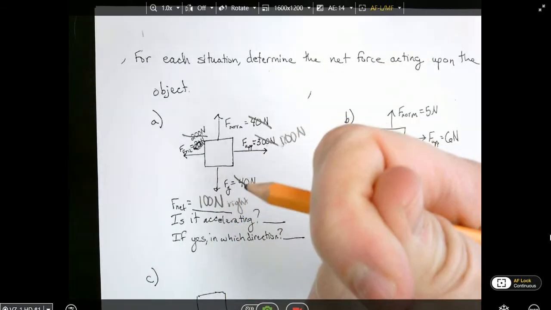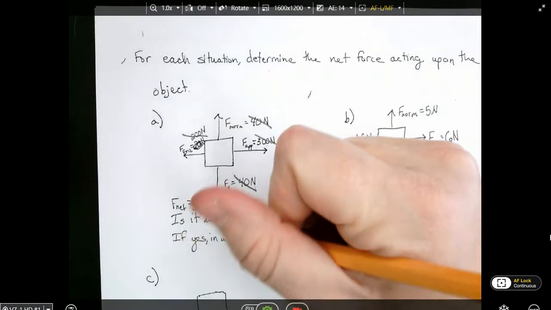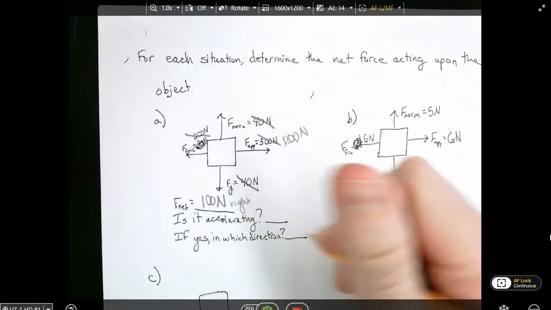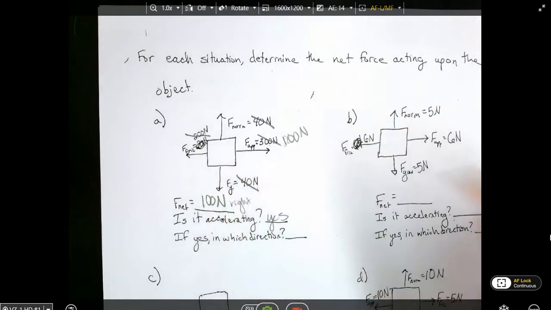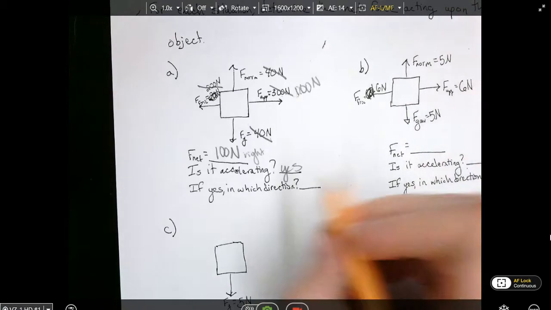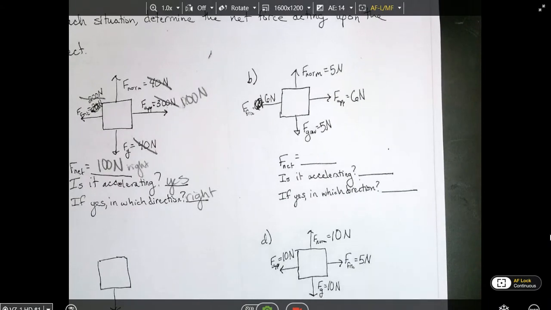If you put 100 newtons, that would be okay. I'll let that go. And if you didn't put newtons, that would be fine. And the question then is, is it accelerating? Yes, because an unbalanced force is acting on it. And which direction? To the right. All right, let's do the next one.